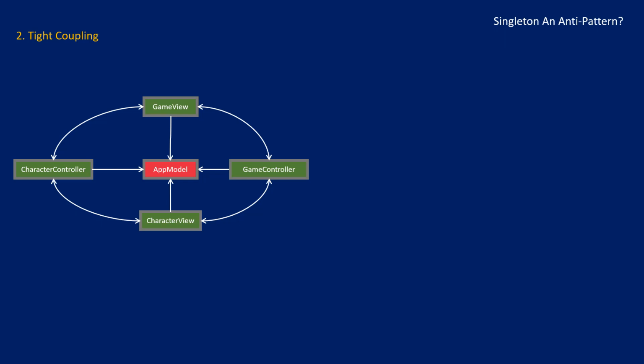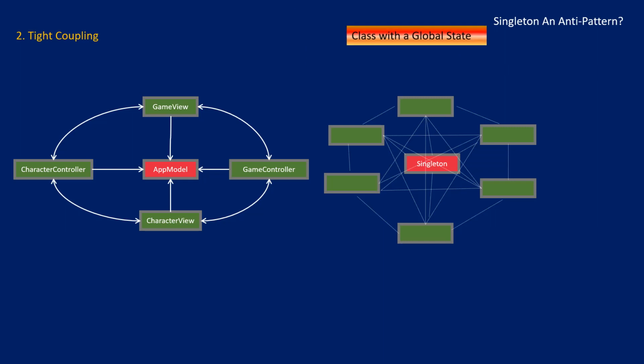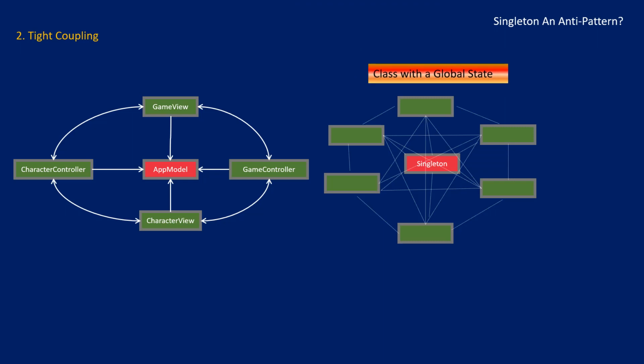Here we have just 4 classes that are dependent on the model object. Imagine a real application with 100 classes where Singleton is widely used. In such a tightly coupled application, debugging issues becomes a nightmare because we don't know which object modified the Singleton state. In summary, it would not be wrong to say Singleton is a class with a global state, accessible to anybody and modifiable by anybody.